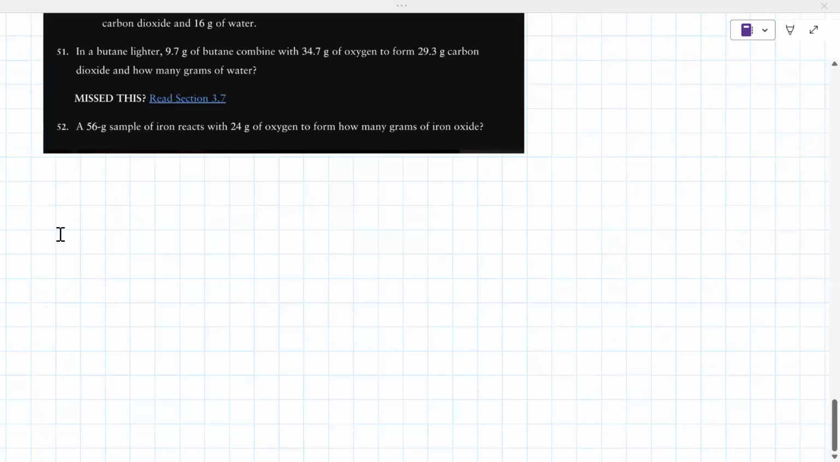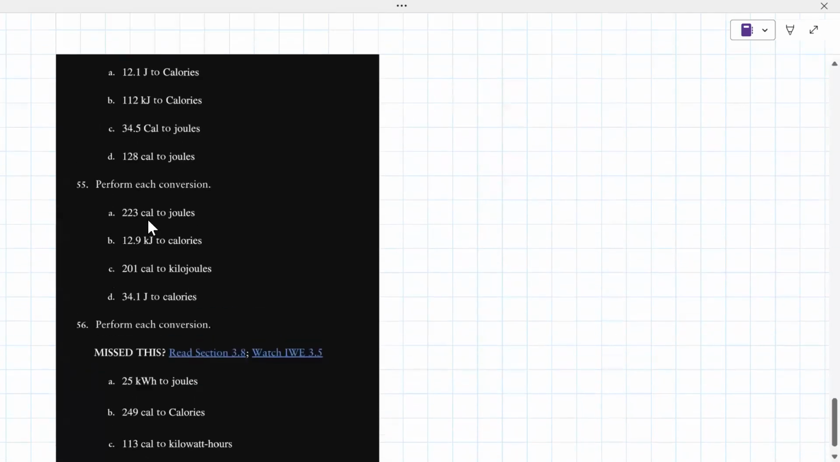Okay. So here is the next grouping. These are some conversions, like what we did. And then the last one, they're conversion word problems. Yeah, that's better.